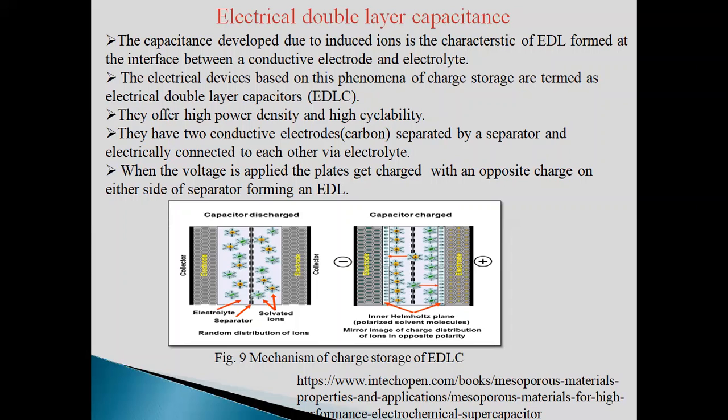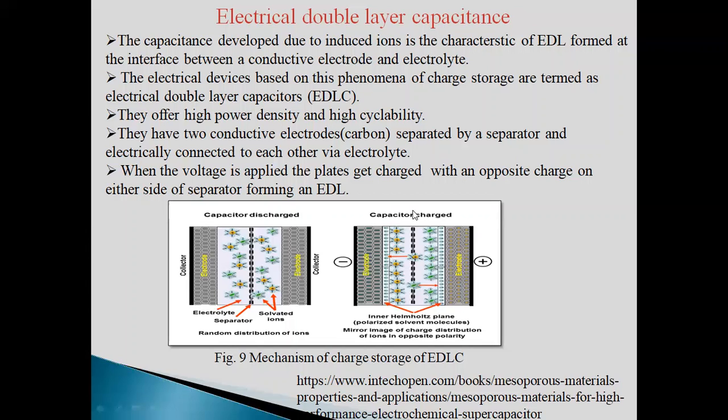These EDLC type capacitors have three things. One is two conductive electrodes. Usually, we prefer them to be made of carbon or graphite or CNT, and then these electrodes are separated by a separator and an electrolyte, like NaClO4 or etc. When the voltage is applied, the plates get charged. Here, this is the charging, and this represents the discharging process.